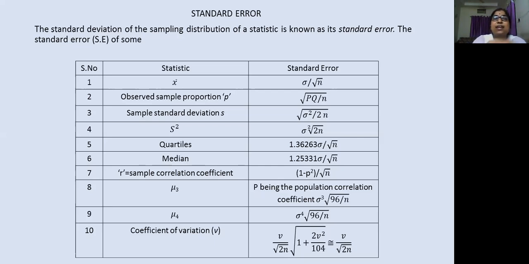Some of the standard errors are given below in the table. For the statistic x bar, the standard error is sigma by root n. For sample proportion, it is root of PQ by n. For sample standard deviation, it is sigma by root 2n. And for s square, it is sigma square by root 2n. Quartiles, median, correlation, everything they have found out and put in table form. Everybody should learn it by heart because we will be using all these standard errors in our coming chapters.